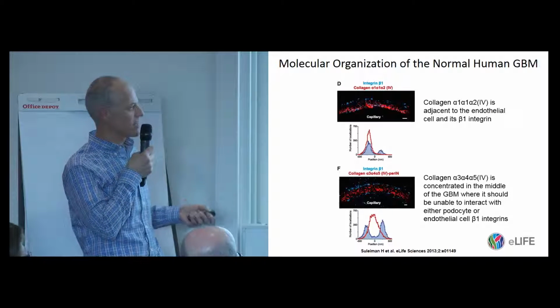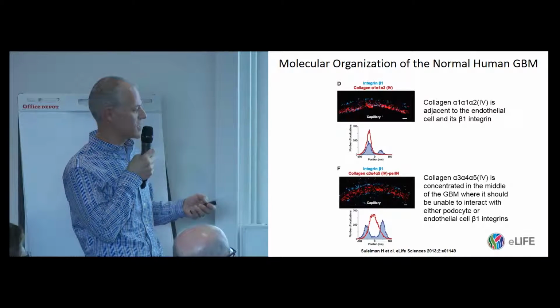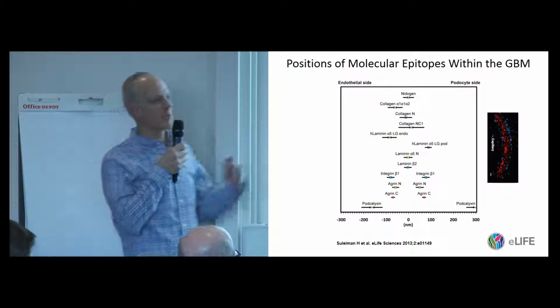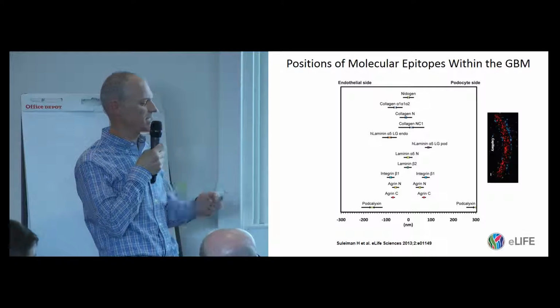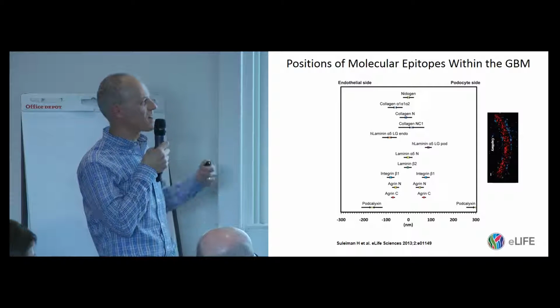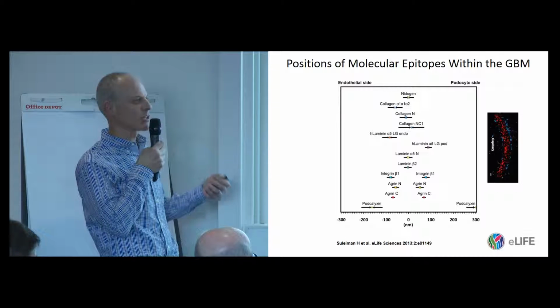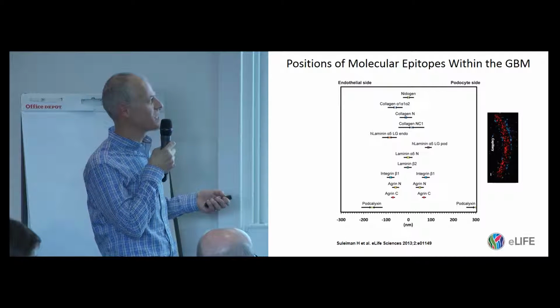And that is summarized in these statements here. So now I'll go on. And so by doing this with multiple antibodies to different matrix proteins, we were able to basically generate a map of where these protein epitopes are localized within the glomerular basement membrane.